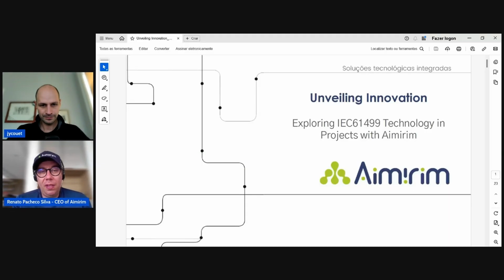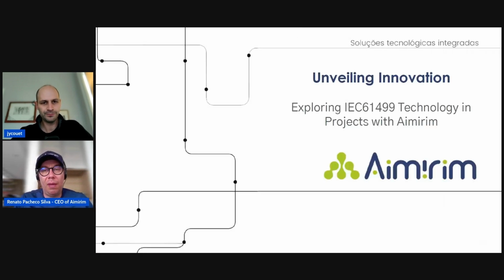Okay, so Aimirim is a startup. We started in 2016 and we developed some algorithms about advanced process control and real-time optimization. So by that time, we had the challenge to communicate the algorithms that we developed to machines, to PLCs, and it was everything pretty new to us.